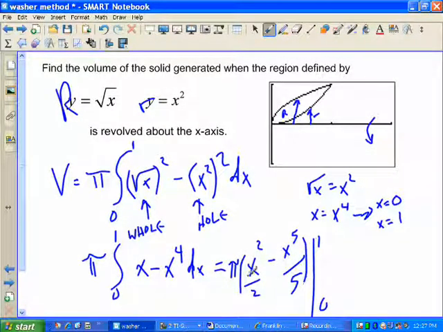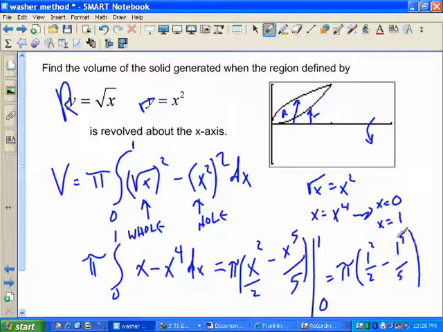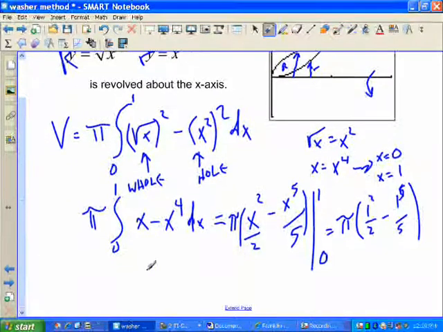It's right there. Nicely enough, the 0 is going to disappear. No, not disappear, just not going to count. 0 squared minus 0 to the 5th, it's all 0. So we're just going to end up with pi times 1 squared over 2 minus 1 to the 5th over 5. As it turns out, it's a half minus a fifth.